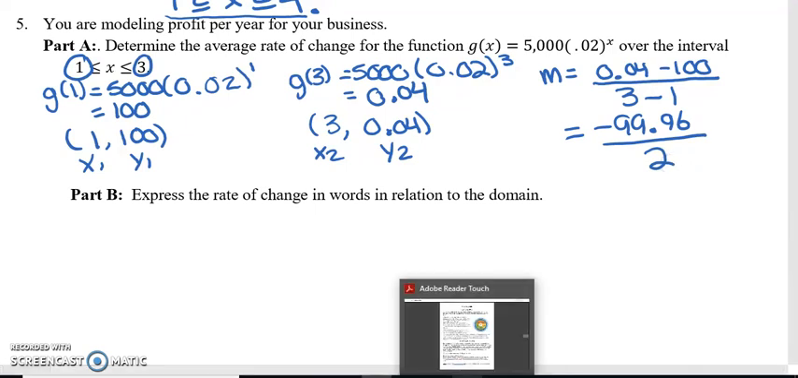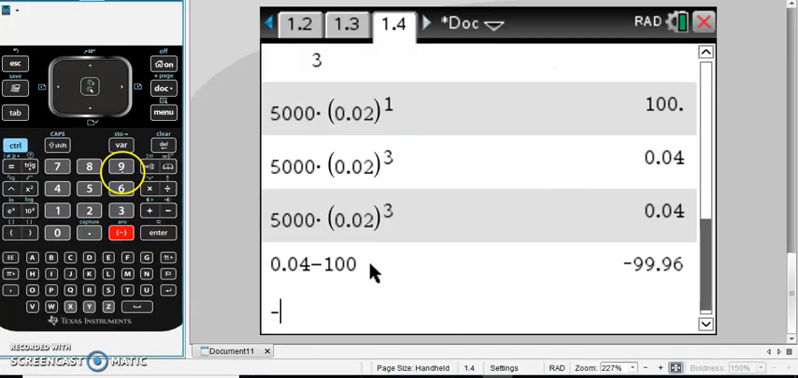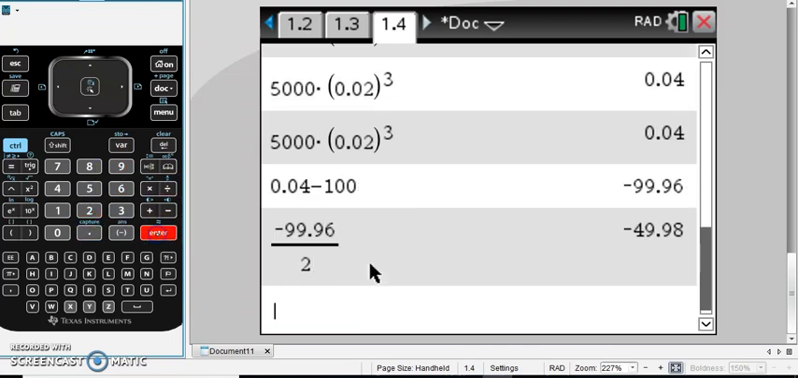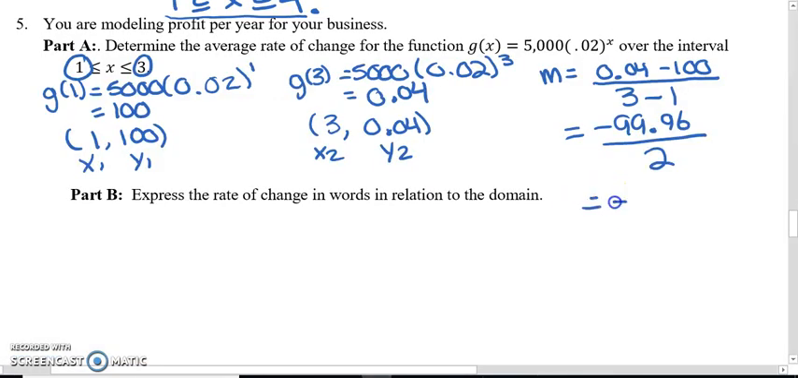So I'm going to check that in the calculator, see if I can simplify. Negative 99.96 divided by 2. And I got negative 49.98. So that's for part A.